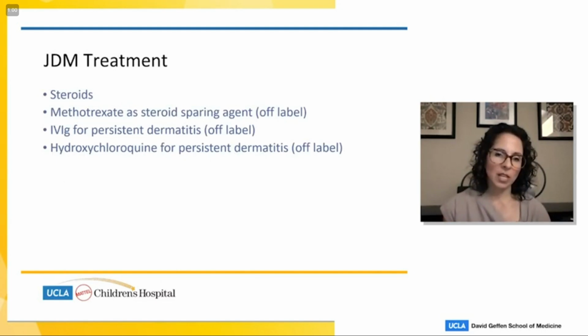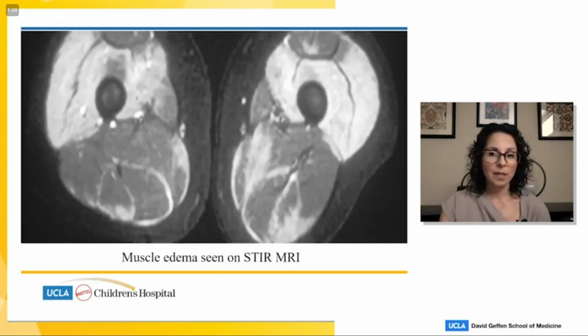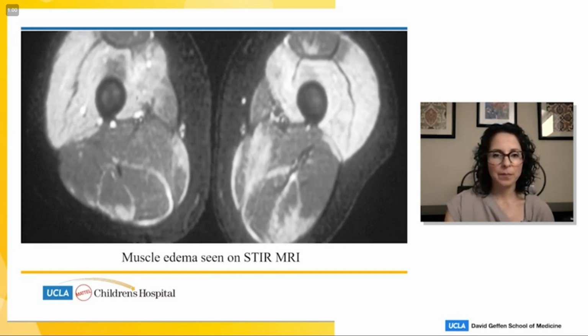Foundation of treatment for JDM patients are steroids. So we have to really monitor these patients for all the side effects discussed because kids will be on steroids for over a year. We also use methotrexate, IVIG, as well as hydroxychloroquine. This is an example of how clear the myositis appears in a patient with JDM.